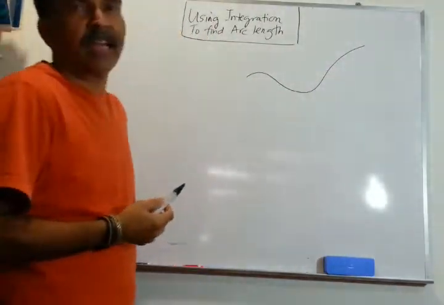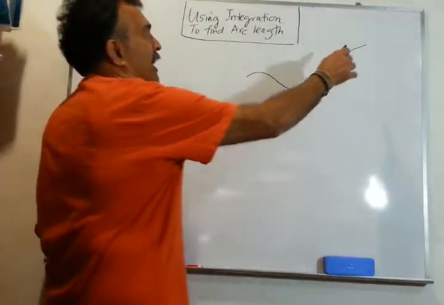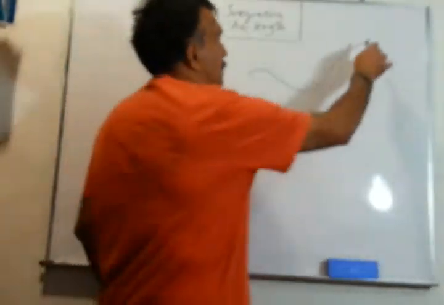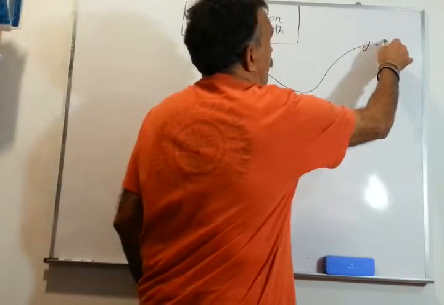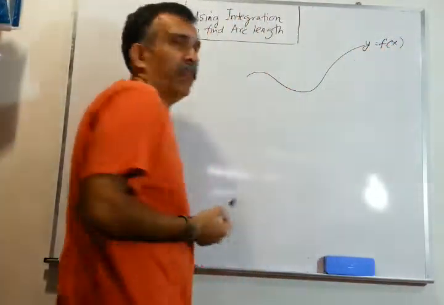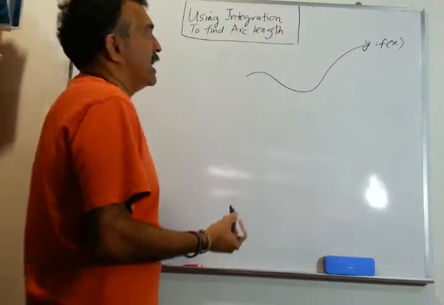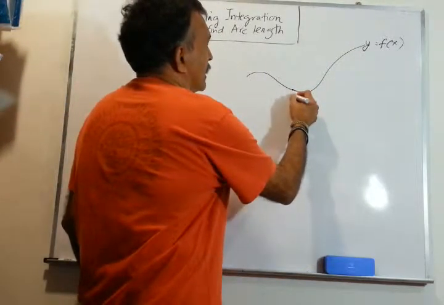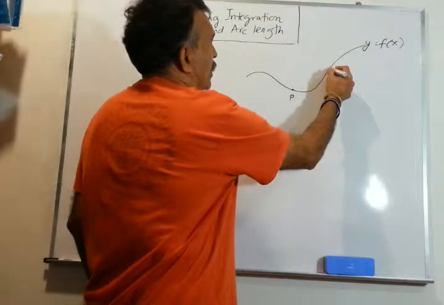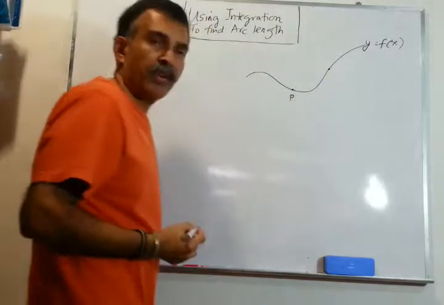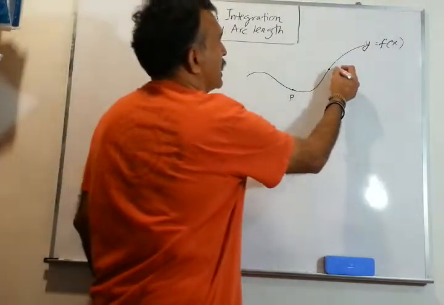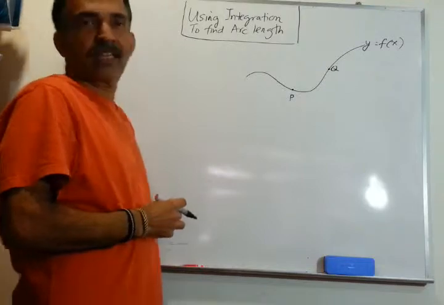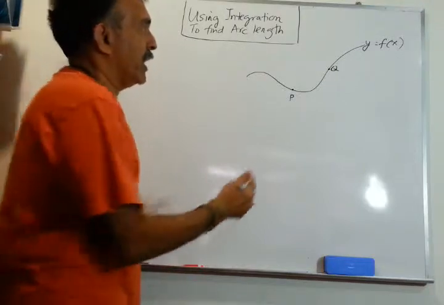Let's say we have a curve, and the equation of the curve is given in Cartesian form. So let's say we have y equals f(x). Now we want to find the length of the curve from, let's say, P to Q. Okay, this is the length we want to find.